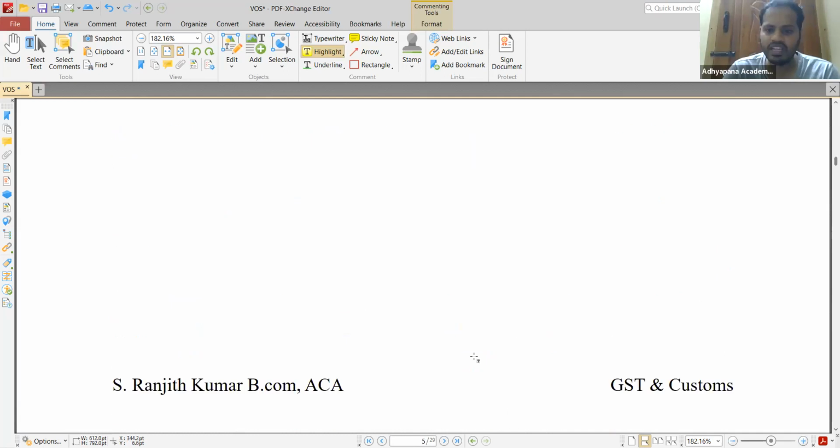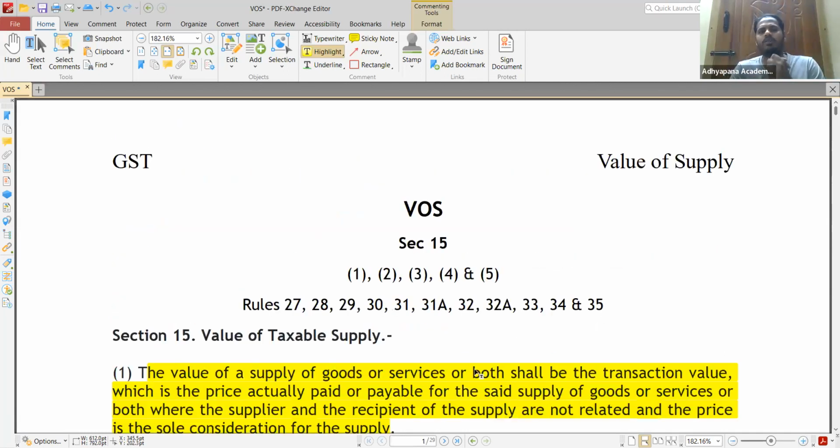So shall we repeat, guys? Section 15.1, 15.2, 15.3. 15.1 is the basic section, 15.2 inclusions, 15.3 exclusions. 15.1, basic section: transaction value is equal to assessable value, provided 3 conditions are satisfied. What are the 3 conditions? Price actually paid or payable, supply to 100%, price is the sole consideration. If any of these 3 conditions is not satisfied, then you have to jump to the valuation rules.